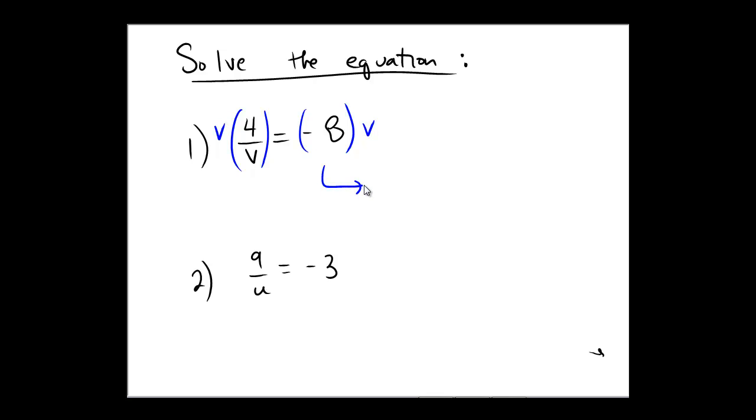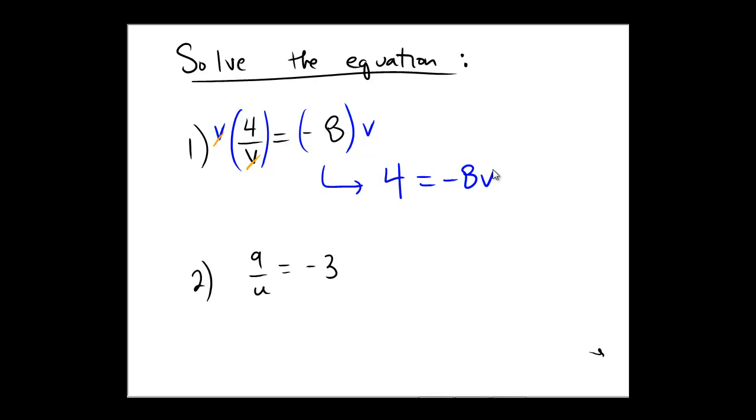What does this yield? Well, on the left, the v's are going to cancel out, so the only thing you're left with is the number, and the number was 4. On the right-hand side, we have negative 8 times v, which gives you negative 8v. Now notice by multiplying by the LCD, we've turned our problem into something that's all on one line. There's no more fractions, or more appropriately, rational expressions.